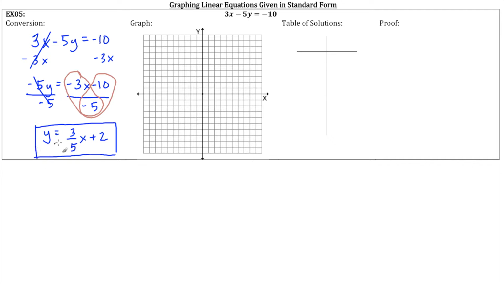All right, so let's go ahead and graph this. So the y-intercept is 0, positive 2. And then we go up 3, right 5. I'll put that in a different color. Then up 3, right 5. Then down 3, left 5. Okay, cool.